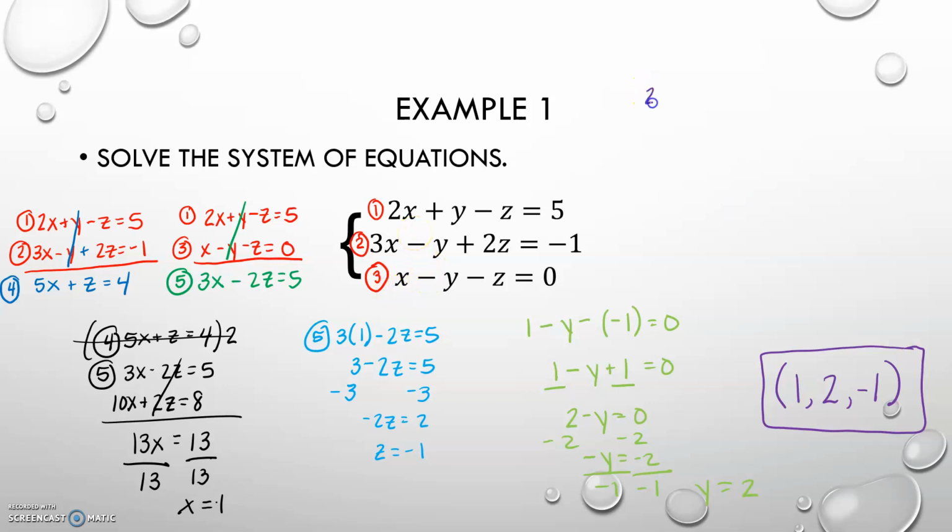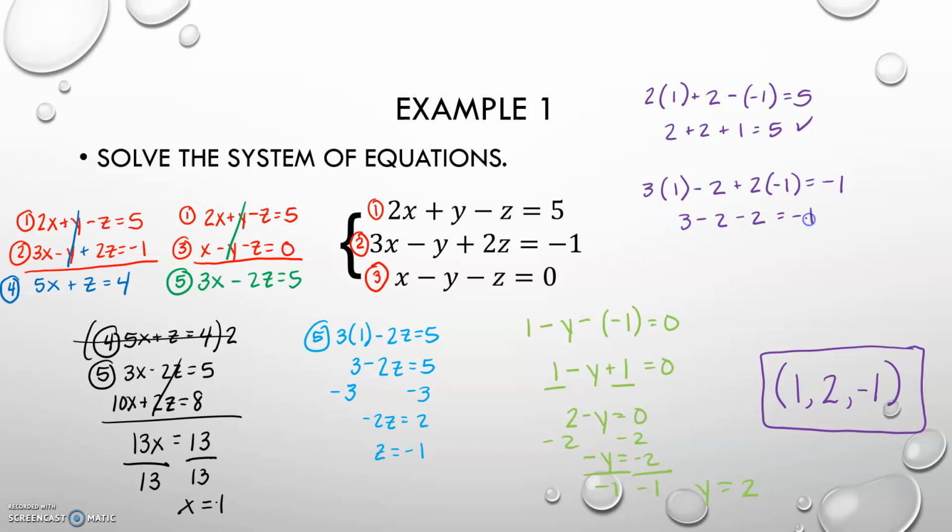If I check it with 1, I get 2 times 1 plus y, which is 2, minus -1 equals 5. Let's check and see if that's true. 2 plus 2 plus 1 equals 5. That's true, so it works for the first equation. If I check it for the second equation, I get 3 times 1 minus 2 plus 2 times -1 equals 3 minus 2 minus 2. That would give me 1 minus 2 is -1, so it works.